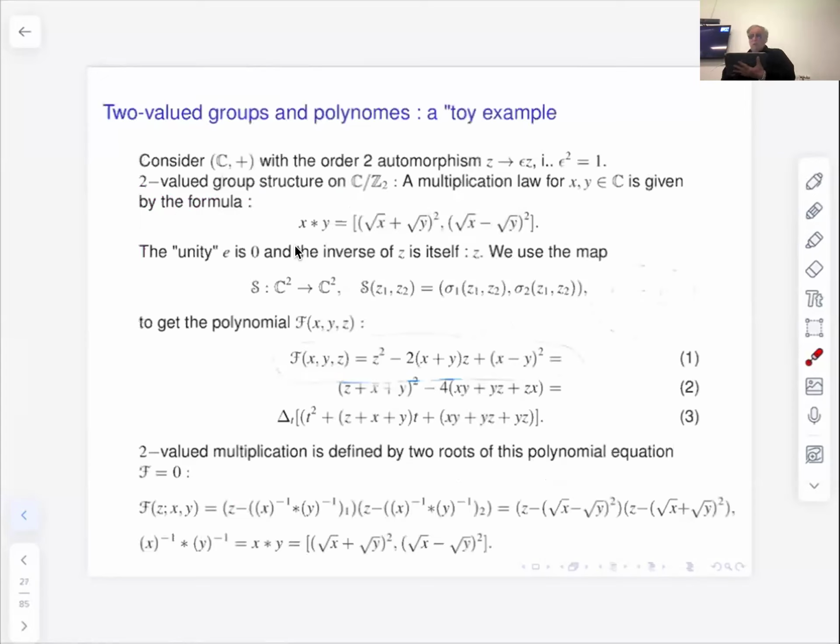An example of this is given, for example, by the following construction, which gives you the simplest Buchstaber-Rees polynomial. Let's consider C with the addition operation. And we have this usual banal automorphism of C, just multiplication by minus 1. So we have epsilon squared equal to 1, so epsilon equal to plus or minus 1. And then if we take the quotient C over Z2, then this quotient admits this two-valued group structure.